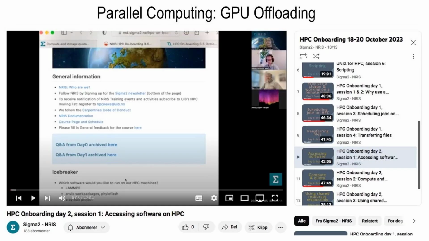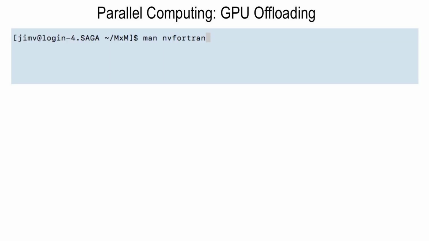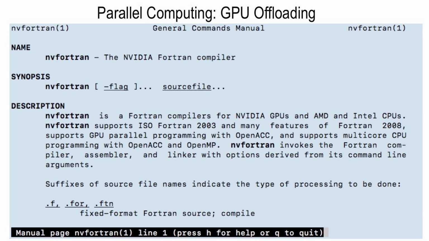To explore detailed tutorials on module load and accessing software on Saga, you can find comprehensive information in the HPC onboarding videos available on this YouTube channel. The onboarding videos provide in-depth explanations and practical examples across various topics. You can access information about the NVFortran compiler by entering man NVFortran at your command prompt. Using this command will show you the manual for the NVFortran compiler in your terminal. We'll cover more about compiler options later.